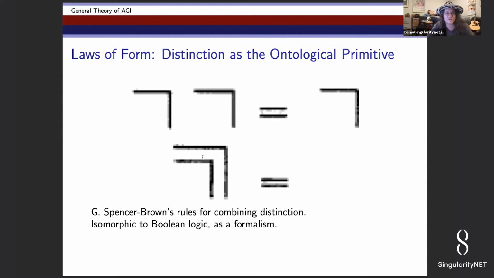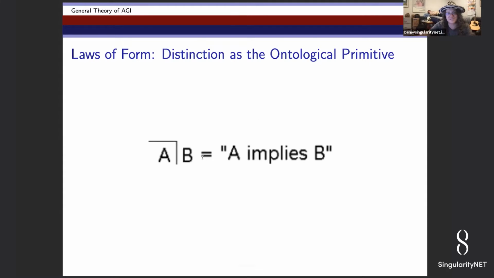Spencer Brown wasn't the first to realize that Boolean logic could be achieved with just one operator instead of the three operators and, or, not that are conventionally used, but he did it much more elegantly than everyone else, and he explains how predicate logic can be gotten through some minor extensions to this formalism of distinctions. As one trivial example, you get implication, A implies B. It's not A or B, or it's A with a distinction mark over it side by side with B.